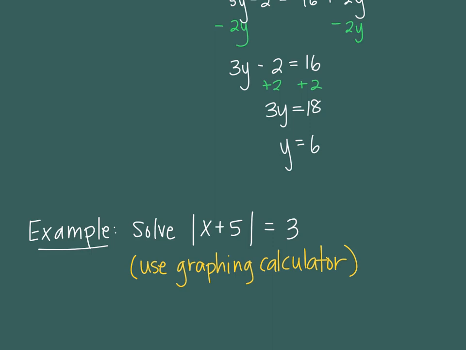Now before we hit graph, just by any chance, does anybody remember what the shape of an absolute value is going to look like? It is, it's a V. So we're going to have a V crossed by a straight line. That's what we should see. All right, so go ahead and hit graph.